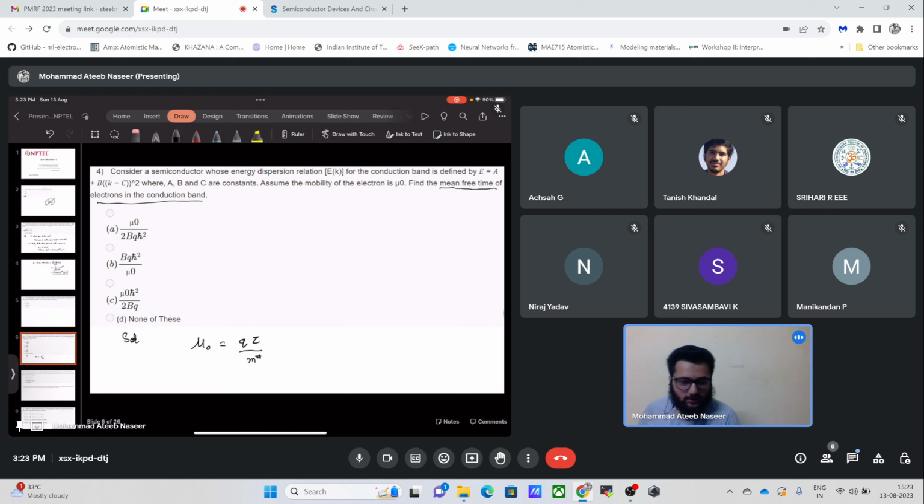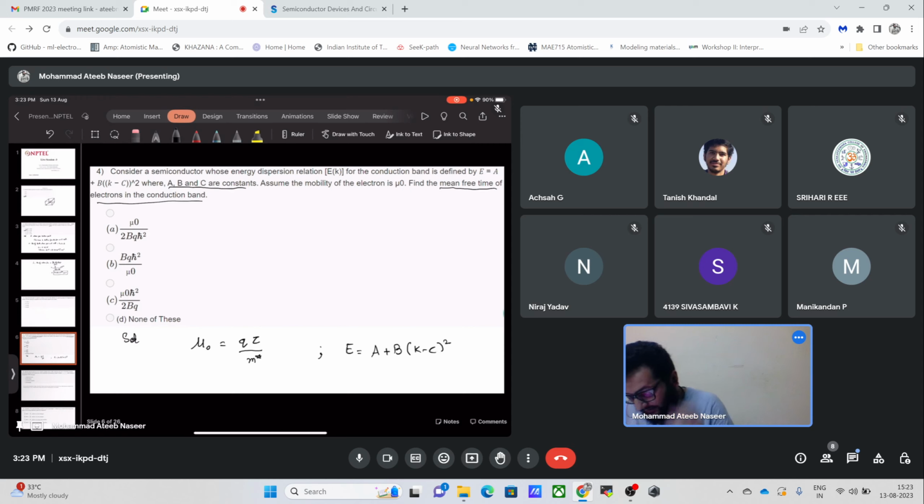So this mobility is inversely proportional to this effective mass, and we will see this effective mass briefly, and it is directly proportional to this tau. So it means the more time between the collisions, the more will be the mobility. Now this mu naught is equal to q times tau by m star. Now this E-k relation over here is simply a plus b times (k minus c) whole square, where a, b, and c are constants.